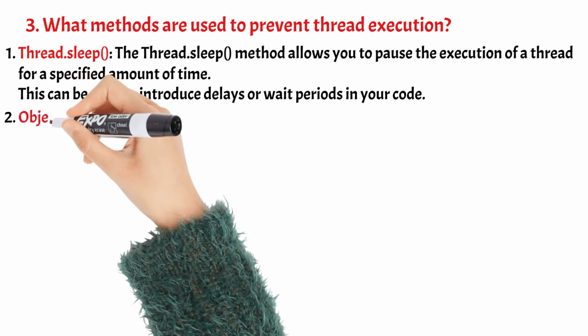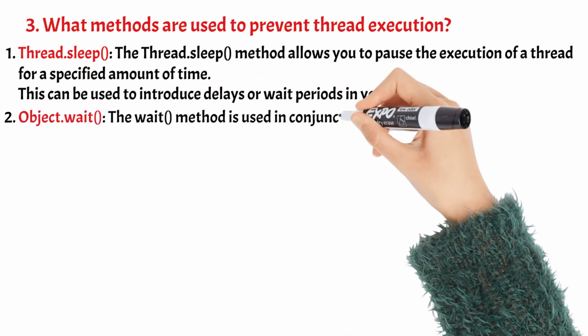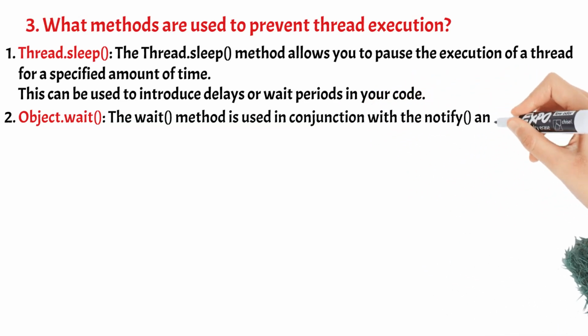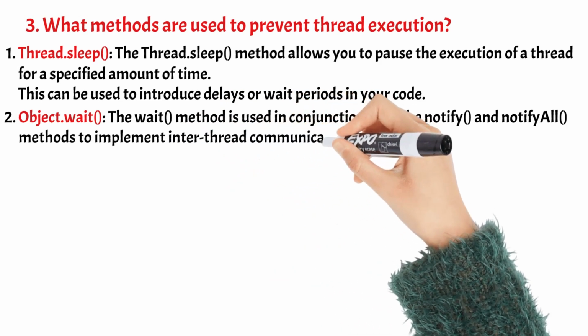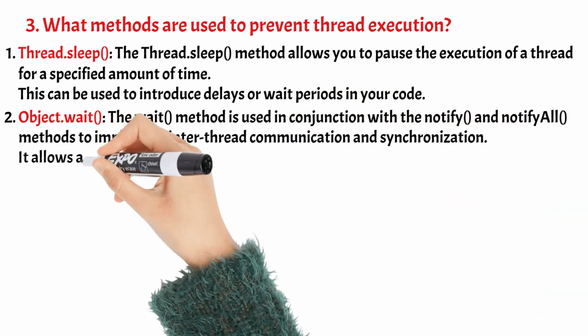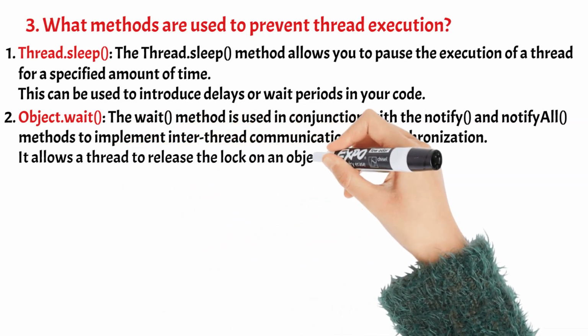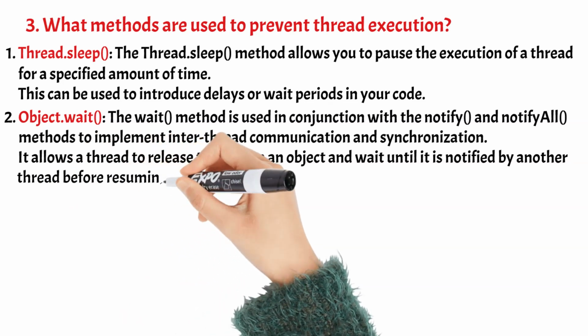2. Object.wait(). The wait method is used in conjunction with the notify and notifyAll methods to implement inter-thread communication and synchronization. It allows a thread to release the lock on an object and wait until it is notified by another thread before resuming execution.